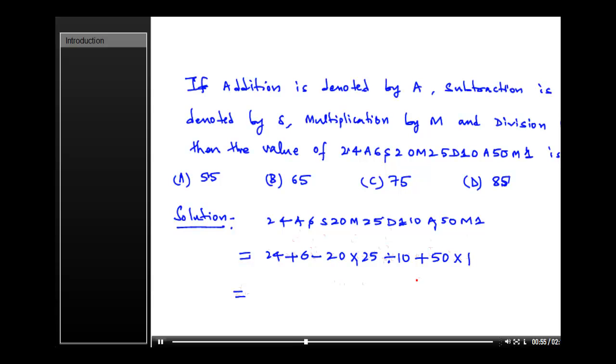This further equals, here we'll apply the BODMAS rule. BODMAS rule says that division should take the first preference. Therefore 25 divided by 10 will be 2.5. This equals 24 plus 6 minus 20 into 2.5 plus 50 into 1. After division is performed, we'll go for multiplication. 20 into 2.5 gives you 50, and 50 into 1 also gives you 50. Therefore the total expression becomes 24 plus 6 minus 50 plus 50. Here minus 50 plus 50 gets cancelled. 24 plus 6 gives you 30.